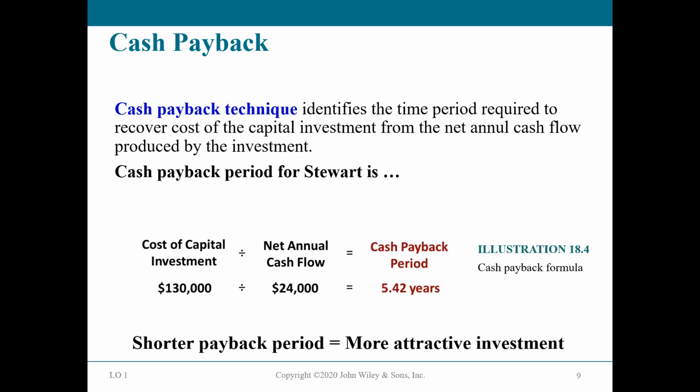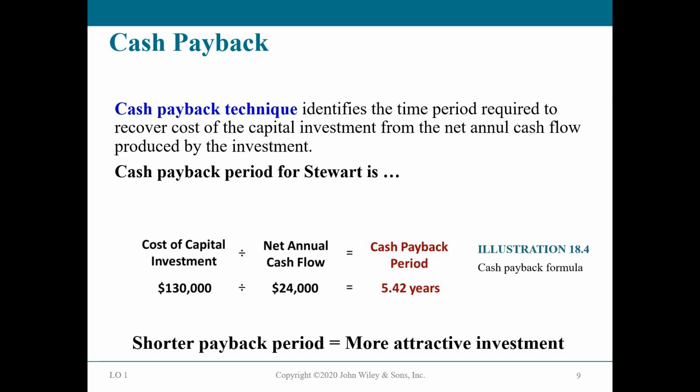So just a straight, simple process. This is considered the cash payback technique, so not the value of money, which we'll talk about later in this chapter. You would simply take the cost of the capital investment, $130,000, divided by the net annual cash flow in this example of $24,000, which means the cash payback period would be almost 5.5 years.